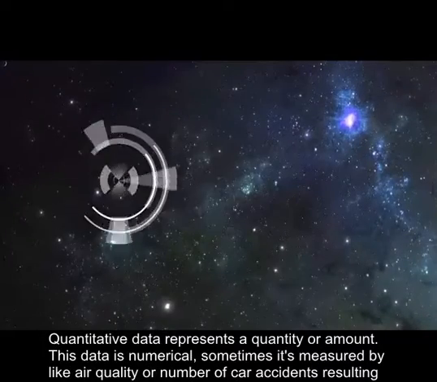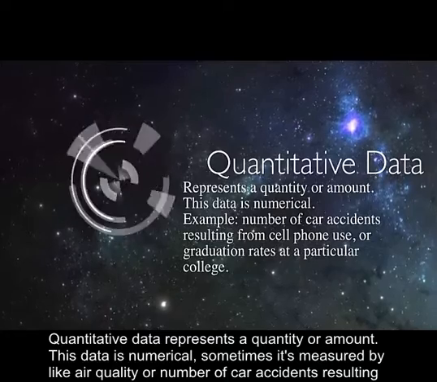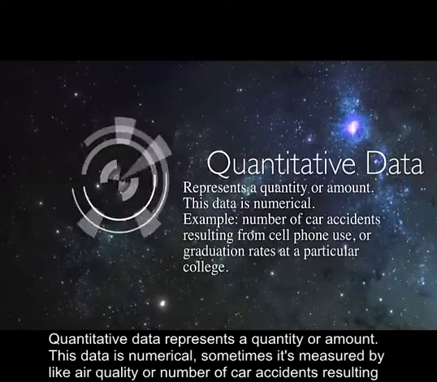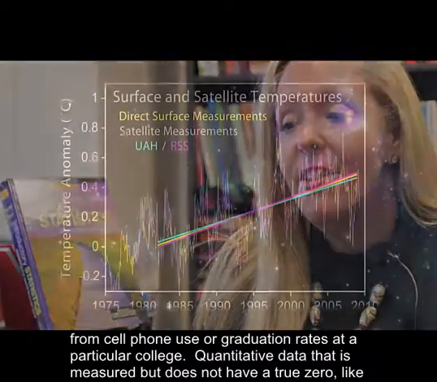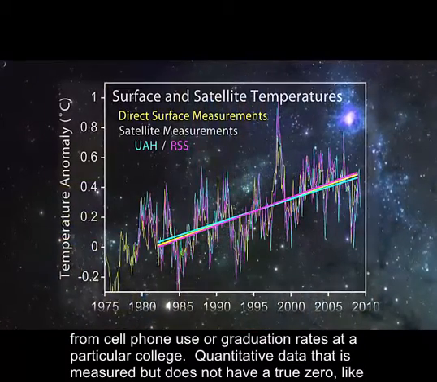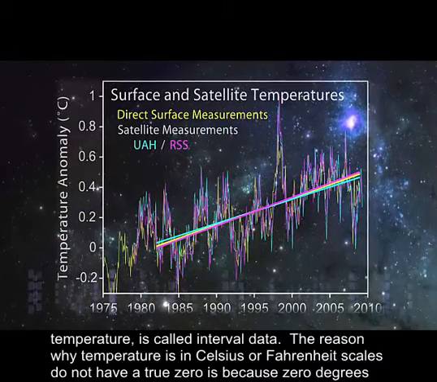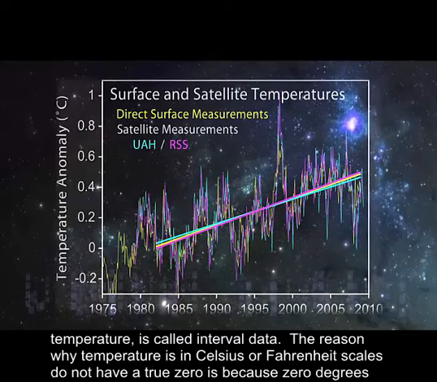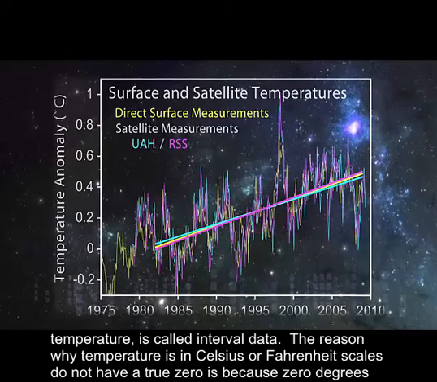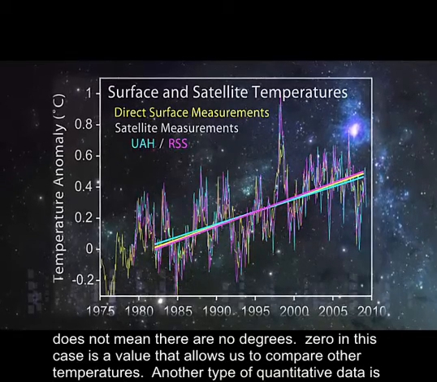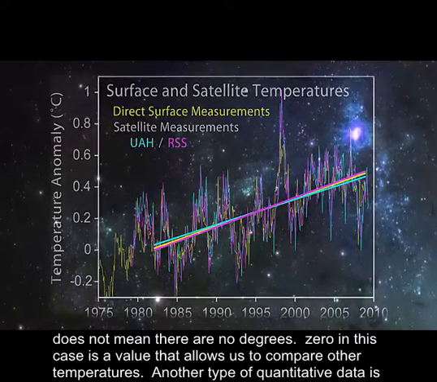Quantitative data represents a quantity or amount. This data is numerical. Sometimes it's measured by, like, air quality, or number of car accidents resulting from cell phone use, or graduation rates at a particular college. Quantitative data that is measured but does not have a true zero, like temperature, is called interval data. The reason why temperature in Celsius or Fahrenheit scales does not have a true zero is because 0 degrees does not mean there are no degrees. 0 in this case is a value that allows us to compare other temperatures.